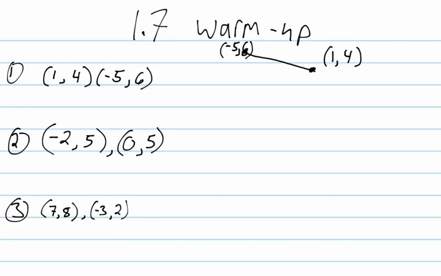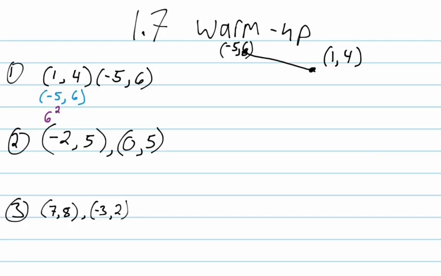So again, the way I do it, first off, when you see these, I like to stack them. So 1, 4, I'm going to write, just to get into the habit, right below it, negative 5, 6. I like to line up my x's, line up my y's. My x's will account for my horizontal distance. So the question is, how far apart are the 1 and the negative 5? What's the distance between 1 and negative 5? 6, yeah. So that is my horizontal distance.